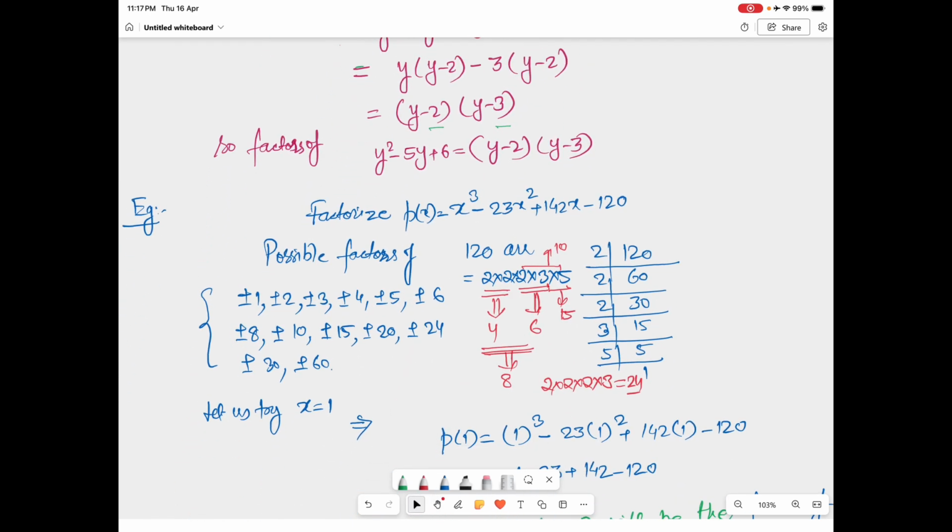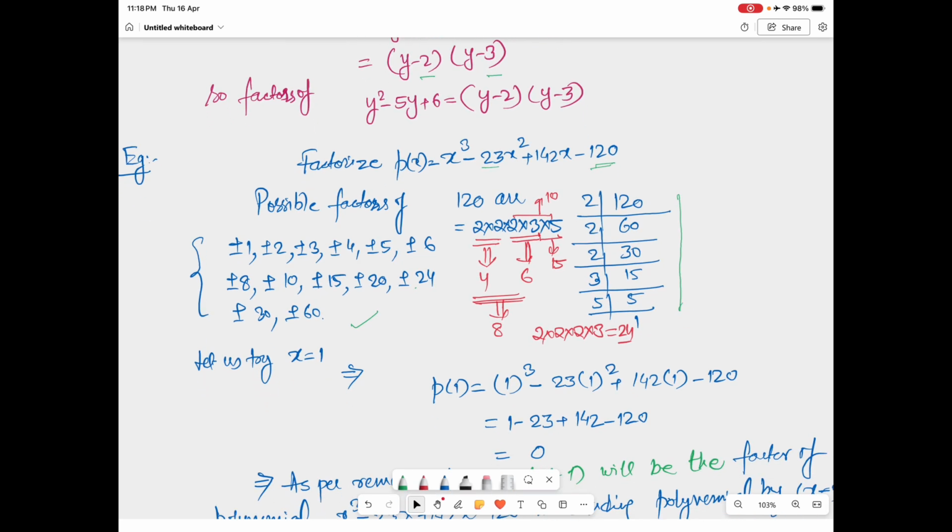Now for a cubic polynomial, x cube minus 23x square, I am taking one more example, minus 120. Here you see I have already told that the factors of 120 are so many: 1, 2, 3, plus, minus, 5, 6, 8, 10, 15, because I have done the factorization and tried possible combinations so that we get the maximum number of factors. So out of these, any of the factors will definitely satisfy this, and we get a first factor of this polynomial.